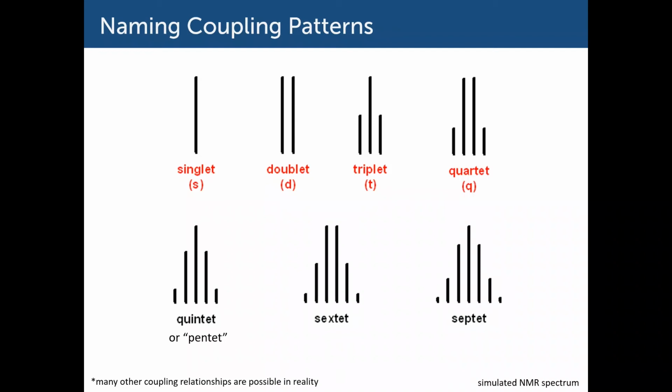So you can see the labels here. Singlet would be 1 line, doublet would be 2 lines, and you can see how the prefixes here, like triplet and quart, are going to give rise to information about the number of lines. So triplets would be 3 lines, quartet 4, quintet or pentet, either of those will describe a signal with 5 lines. I use pentet, other sources you may see quintet. And then you can see sextets and septets as well for 6 and 7 lines.